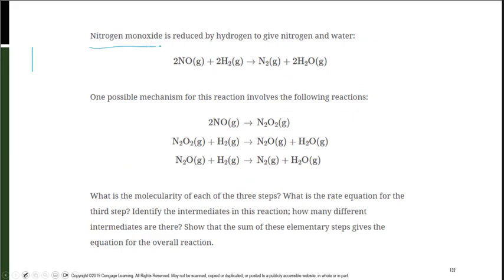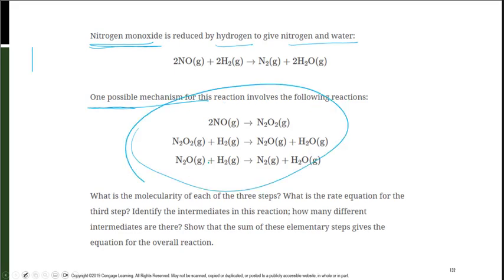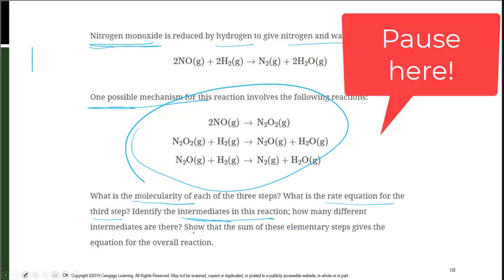Try this one. Nitrogen monoxide is reduced by hydrogen to give nitrogen and water. One possible mechanism for this reaction involves the following reactions. What is the molecularity of each of the 3 steps? What is the rate equation for the third step? Identify the intermediates in this reaction. How many different intermediates are there? Show that the sum of these elementary steps gives the equation for the overall reaction. Pause the video here.